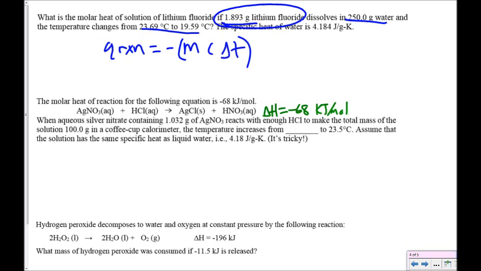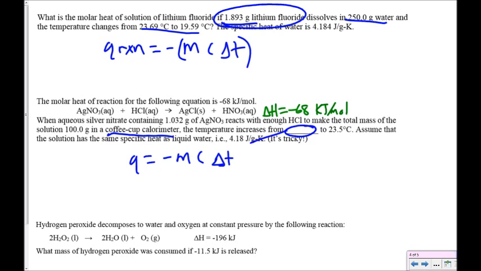Then it says when aqueous silver nitrate containing 1.032 grams of silver nitrate reacts with enough HCl to make the total mass of the solution 100 grams in a coffee cup calorimeter, the temperature increases from blank to blank. It's talking about temperature change. So once again, we're back to mc delta T. We know Q equals mc delta T. The question is, what type of mc delta T? Is this in a coffee cup? Right there it says that. Is this a solution? Yeah, both of those indicate I'm going to be doing negative mc delta T here. Now the problem is, it's asking me for the initial temperature.